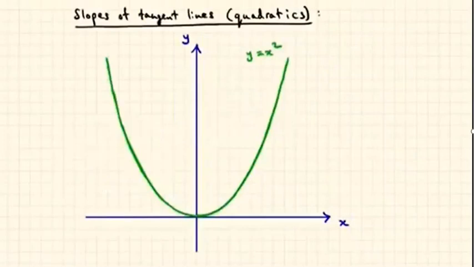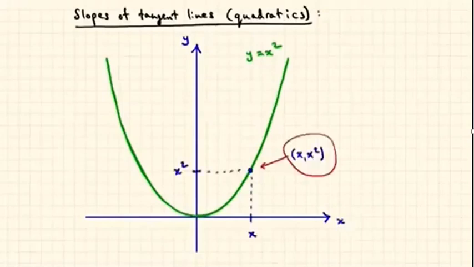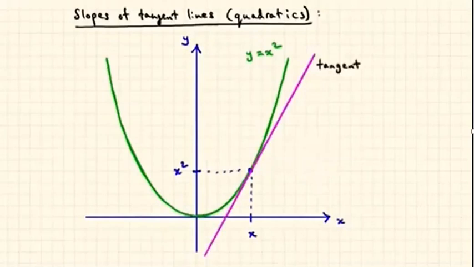To try to understand what's going on, let's carefully analyze the simplest quadratic of all, y equals x squared, and see if we can extract some general principles. Note that we're reverting to x as the independent variable and y the dependent variable. A typical point on the curve has coordinates x on the horizontal axis and x squared on the vertical axis. And we can draw a tangent line to the curve passing through this point.